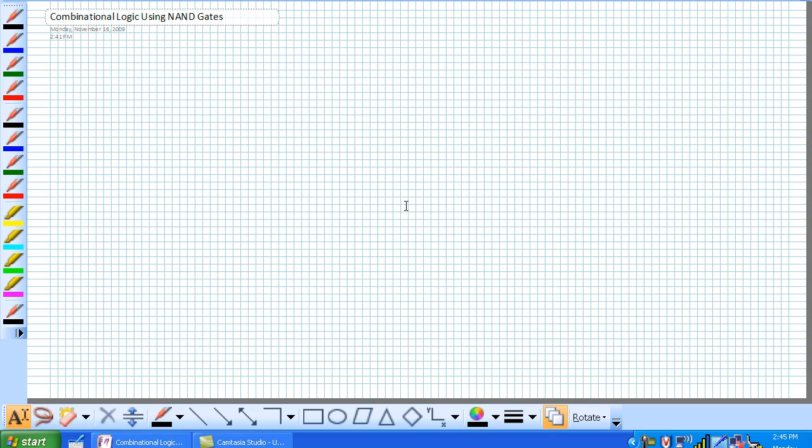Today we're going to discuss implementing combinational logic using NAND gates. The easiest way to discuss this is with an example, and what I'm going to do is just draw out a simple circuit here using NAND gates. And there you go. You've got A, B, C, D.